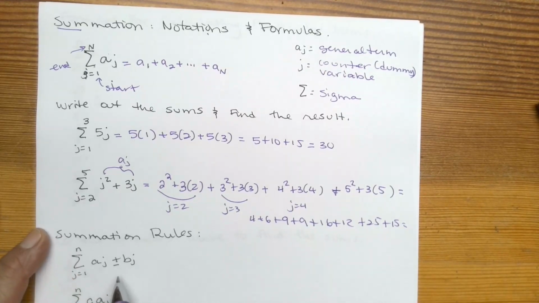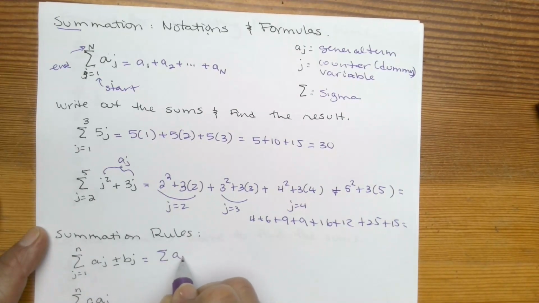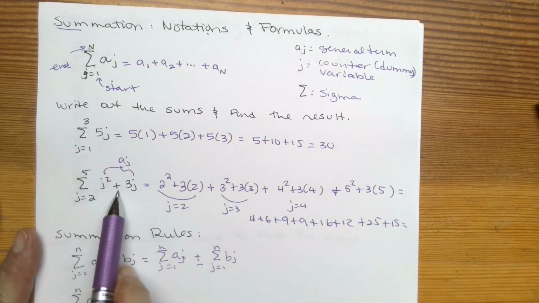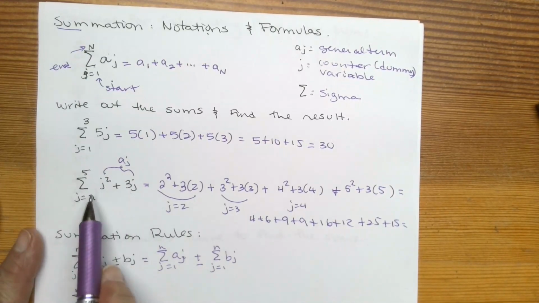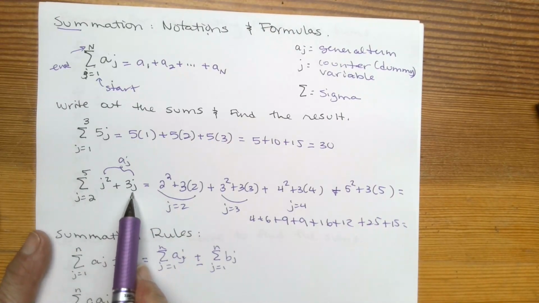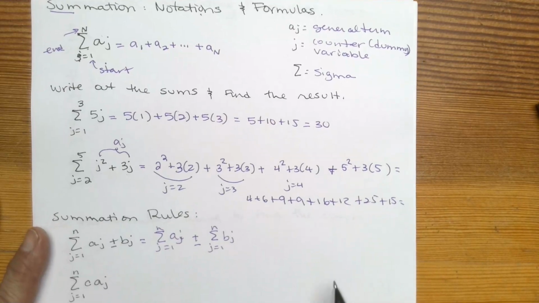Adding and subtracting, you can go term by term. So if you add a sub j's plus or minus b sub j's from 1 to n, then that's the same thing as doing them separately: the a sub j's as j goes from 1 to n, plus or minus the b sub j's as j goes from 1 to n. So you can go term by term, like what we did up here with the j squared and the 3j. I would get the same result if I did the j squareds first and then the 3j's separately. I'll get the same result at the end.